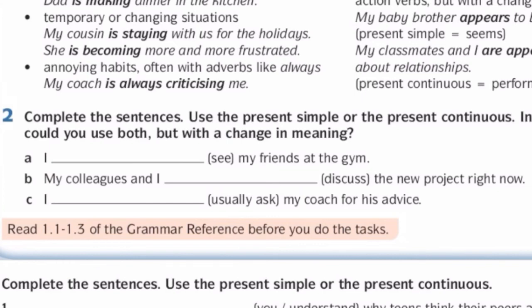For practice C, the answer is: I usually ask my coach for his advice. Ask is written in the present simple because of the clue given, the word usually. Usually here means it is an action that is repeated or habitual. Therefore, the most suitable tense used here is present simple.